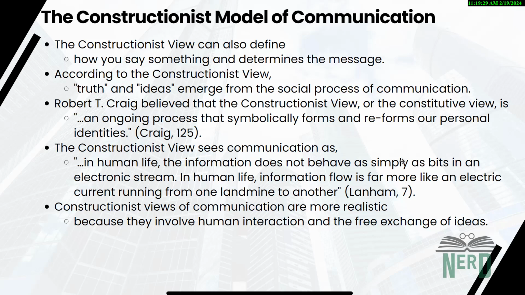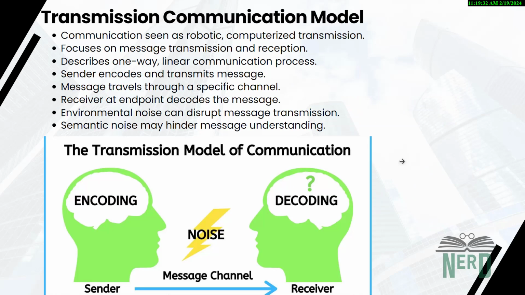Now let me tell you about the transmission communication model. It's very simple. There is a sender and a receiver, and then there is a message channel, and between them there is noise, and the sender encodes and the receiver decodes the message. So this transmission communication model is pretty much the old school, straightforward way of looking at things. Think of it like sending a text. You type your message, hit send, and boom, it's off to your friend. This model views communication as a one-way street from sender to receiver, like shooting an arrow straight to the target.